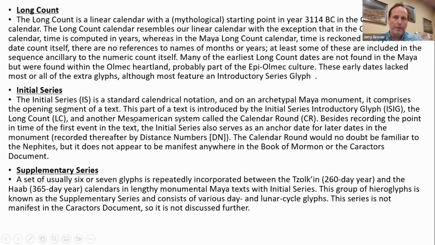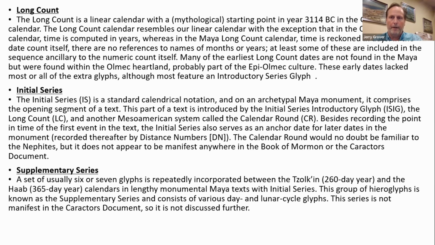I talked about an initial series introductory glyph. So they have initial series glyphs, just like I'm going to show you. However, they do kind of have a basic one they use just for all their calendar counts, because they're really only counting the long count calendar. They also include other calendrical elements, but they kind of smush them all into one calendar.